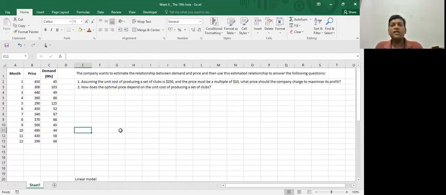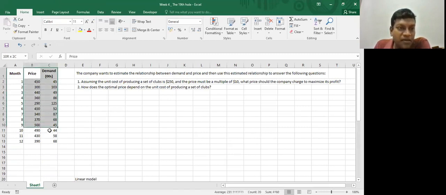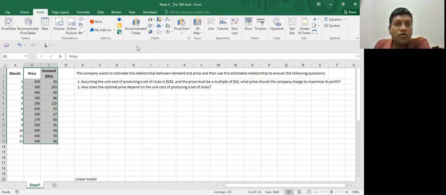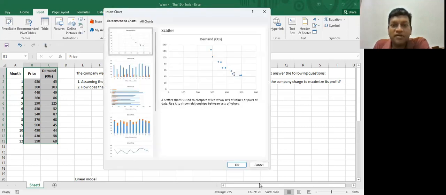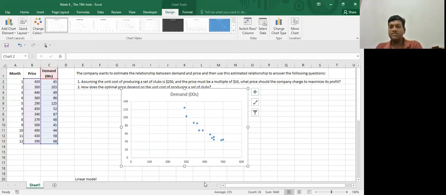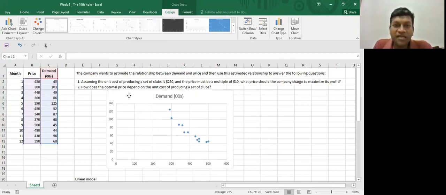Okay, so now again, I'm trying to repeat this process. Let me again click on all the data points. I go to insert, and I go to recommended charts, and I go to scatter plot. I say okay. I see the same scatter plot is back here. And now science says we should try an exponential fit. Okay, so let's try doing that.